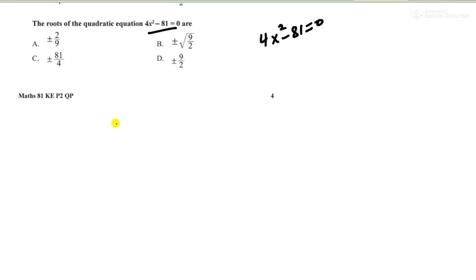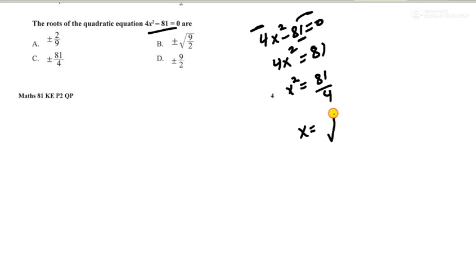So don't use any formula and all, just equate like this. If this 81 goes to RHS, it becomes plus 81, right? So x square will be 81 by 4. Just by looking at these numbers 4 and 81, what are they? They are perfect squares, right? So now if you transfer this square to RHS, it becomes root. So 81 by 4 is how much? It is 9 by 2, correct? Square root of 81 is 9, 4 is 2.